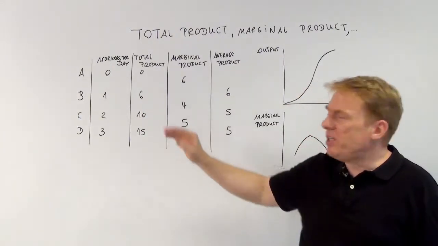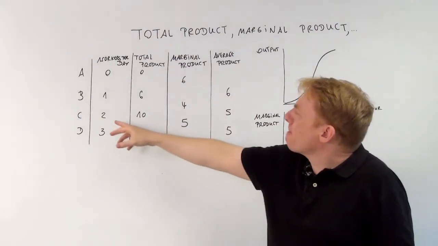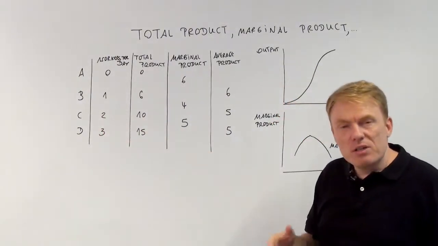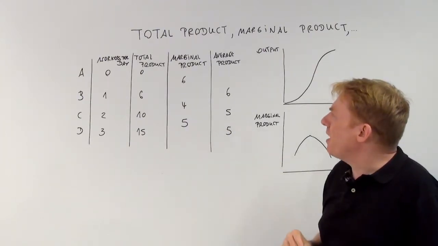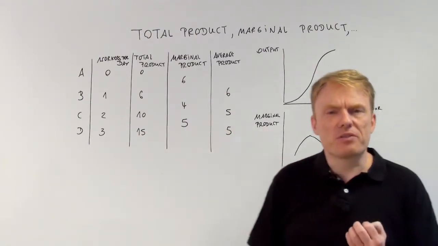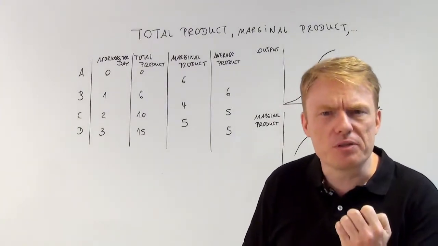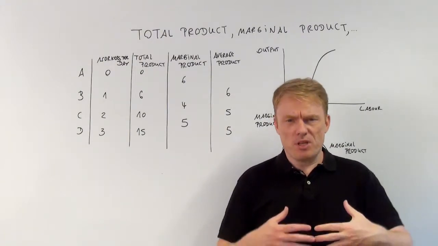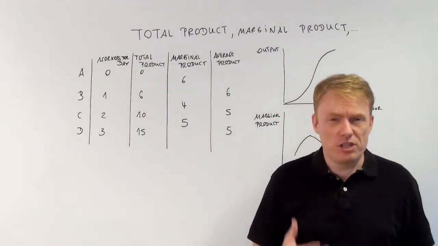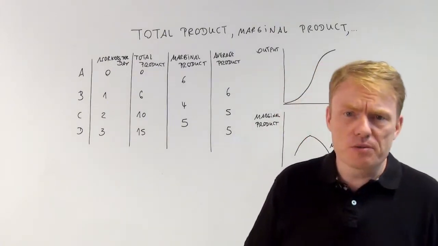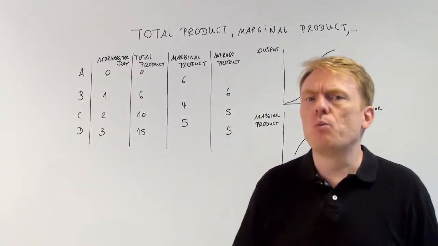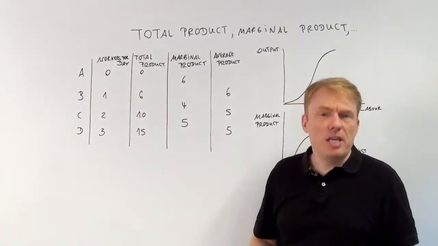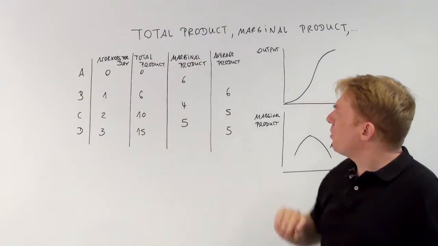Going from situation C to D, we see there is 1 additional worker here and there are 5 additional books there, so the marginal product is 5. So marginal product, and this is very, very important for you to understand, is always the additional output that can possibly be produced using 1 additional worker, 1 additional quantity of input.